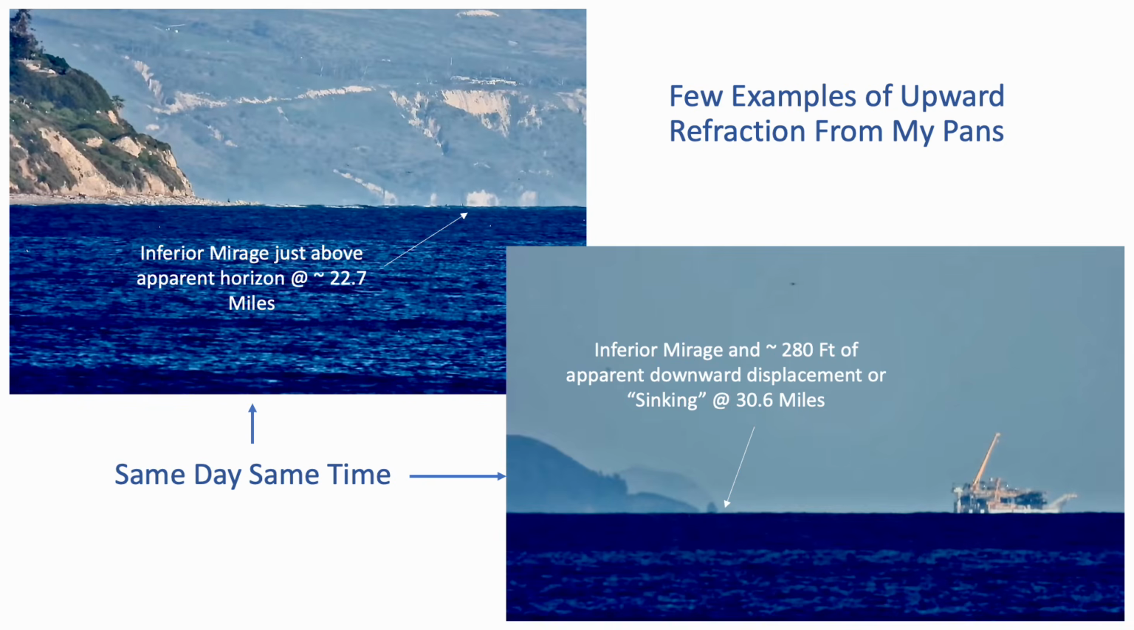Here's another example of upward refraction. In this case, we've got two locations at the same time, a few seconds apart actually. We've got La Conchita Beach and the spot with a slight inferior mirage below it. And then down here at Ventura at the tree, a very slight inferior mirage, but it's causing sinking, and you can't see the legs of Hogan here because of that downward displacement.